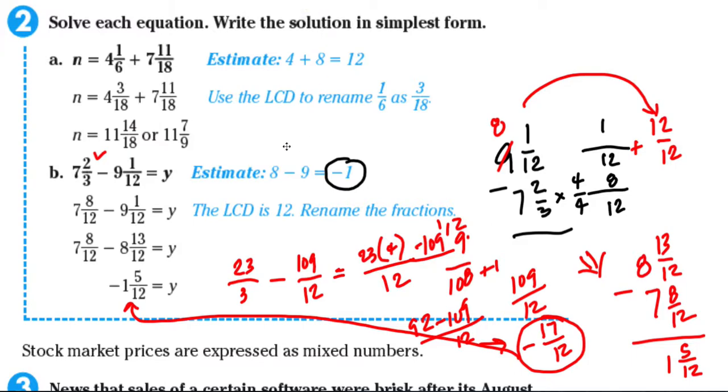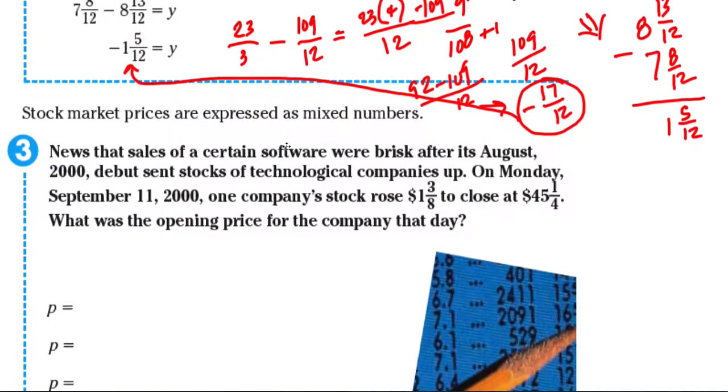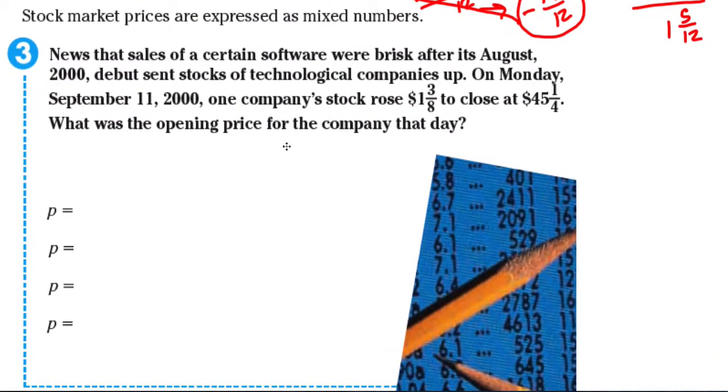Okay, so let's take a look at the last example. Stock market prices are expressed as mixed numbers. News that sales of a certain software were brisk after its August 2000 debut sent stocks of technological companies up. On Monday, September 11, 2000, one company's stock rose from $1 3/8 to close at $45 1/4. What was the opening price for the company for that day?